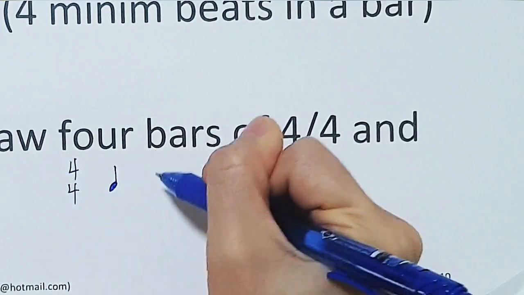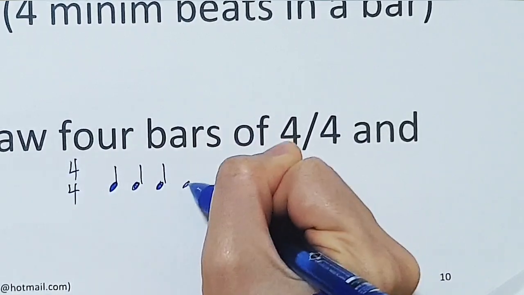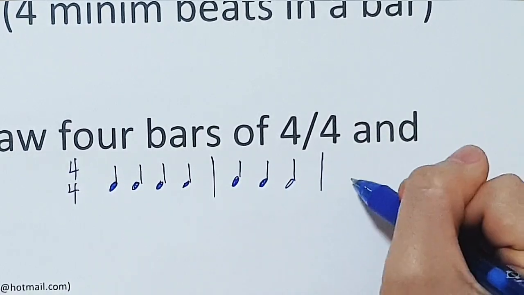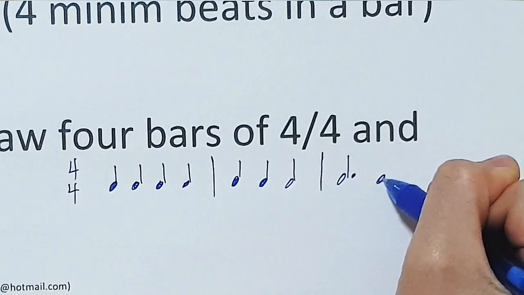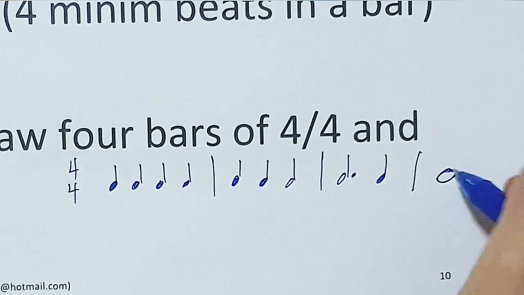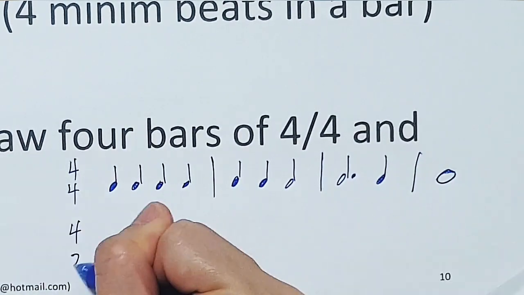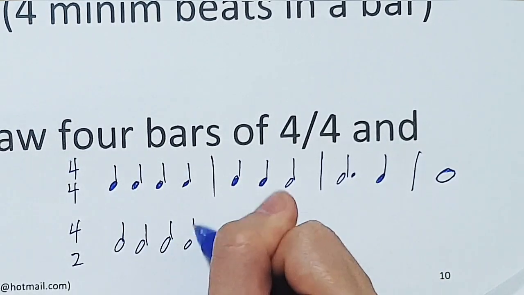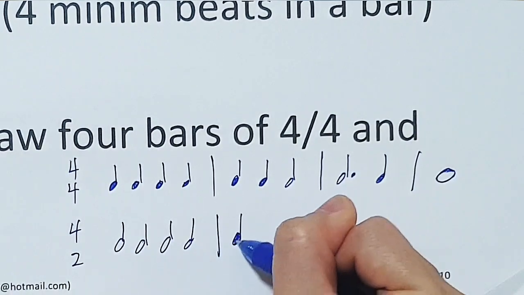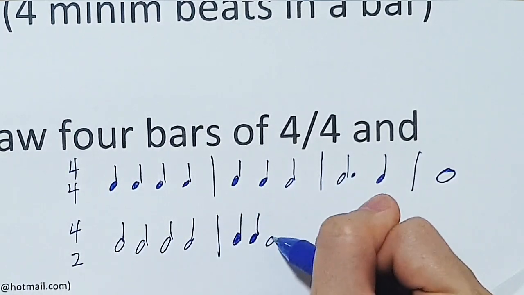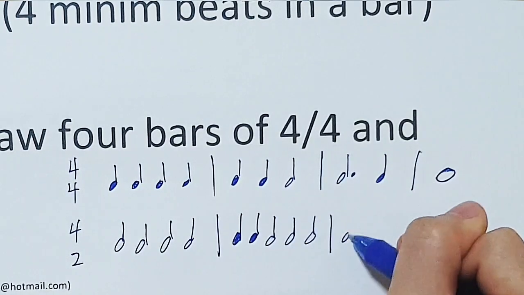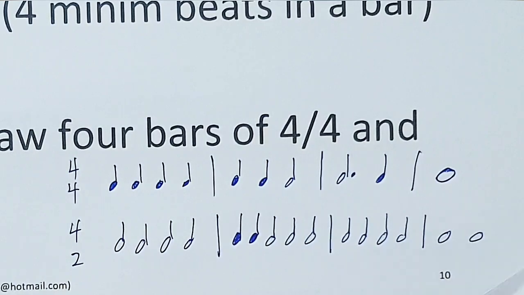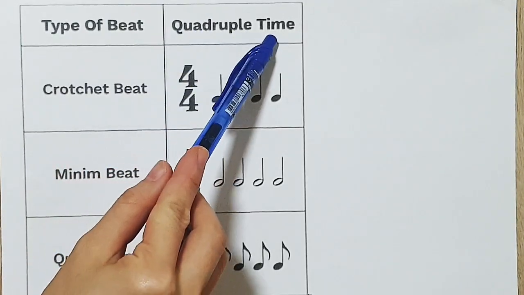4-4, 1, 2, 3, 4. 1, 2, 3, 4. 4-2, 1, 2, 3, 4. Here's a summary for quadruple time.